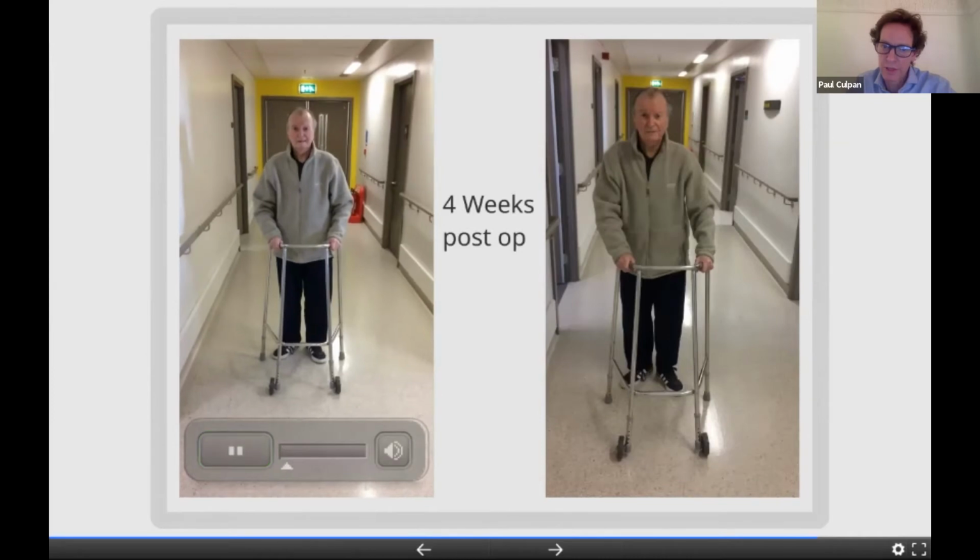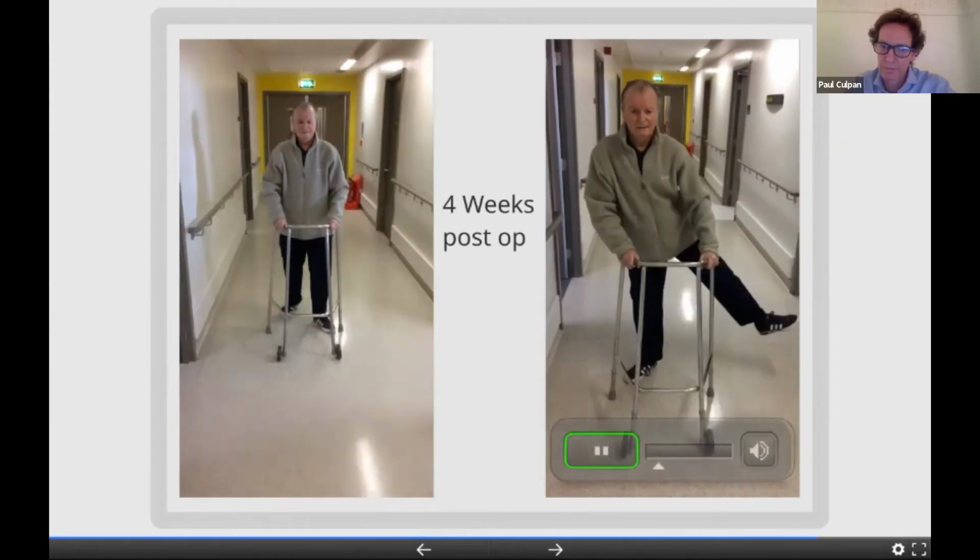So this is at 4 weeks. Start to walk. Yeah, you can start doing that. Great.